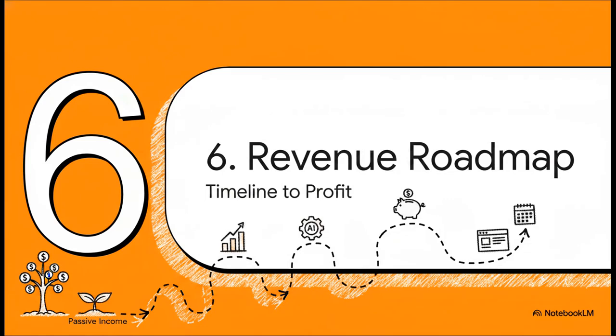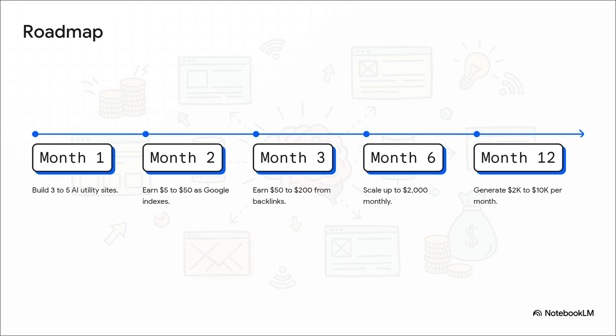And finally, Section 6, the Realistic Revenue Roadmap. Let's see how this builds month by month, because we definitely want to keep expectations grounded. In month 1, your goal is to aggressively build 3 to 5 different utility sites, just to see what sticks. In month 2, you might only see $5 to $50. Why? Well, because new websites sit in a sort of waiting room while Google indexes them. By month 3, as your backlinks kick in and Google starts to trust you, you're looking at $50 to $200. By month 6, that scales to $500 to $2,000. And by month 12, as your authority fully cements, a successful portfolio can generate between $2,000 and $10,000 entirely passively every single month.